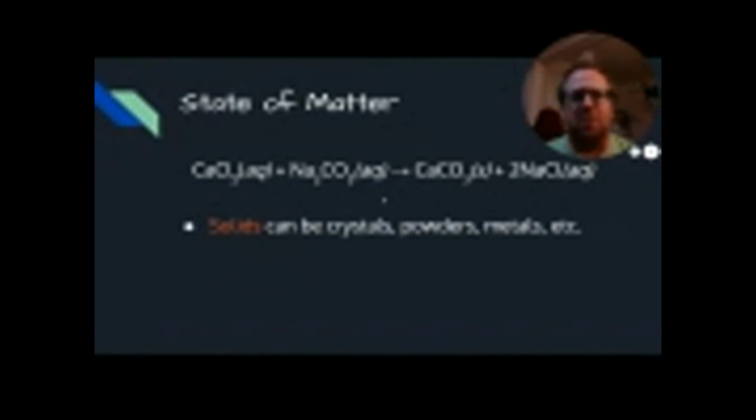So going back to our same chemical equation, solids can be crystals, they can be powders, they can be metals, etc. When they're products, you also have to remember that they can be precipitates. Whenever we have a precipitation reaction, that's what we're talking about, right? We're making a solid. In this case, our solid in our products is going to be a precipitate. We're going to have some precipitation in our chemical reaction.